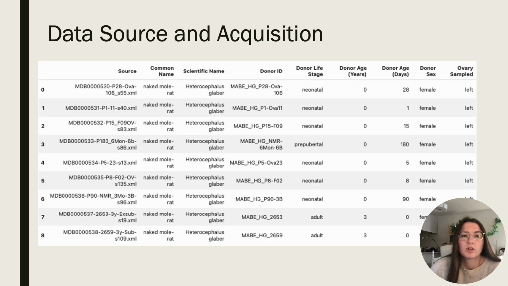The image shown is an export from Python after cleaning and breaking down the dataset. Digital histology slides and structured metadata were sourced from the multi-species ovarian tissue histology electronic repository known as Mother, with funding from the National Science Foundation. The dataset comprises 9 individual naked mole rat donors representing diverse life stages: 6 neonatal juveniles aged 1, 5, 8, 15, 28, and 90 days, 1 prepubertal juvenile at 180 days, and 2 adults at 3 years old. All tissue samples were derived from the left ovary, sectioned at a thickness of 6 micrometers, and stained via periodic acid Schiff.